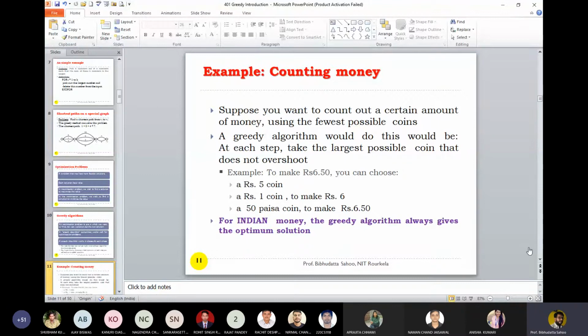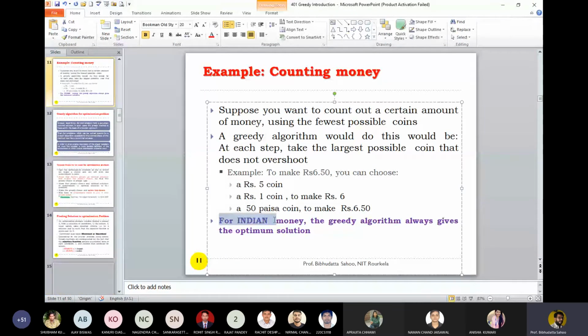So here is an example. If you look into the denomination of money in Indian currency, you see how intelligently they have designed it. If you demand any denomination that is possible with Indian currency, the number of coins is always minimum. Suppose you are looking for the denominations for 6 rupees 50 paisa, then you know different types of coins are there. So look into this statement.